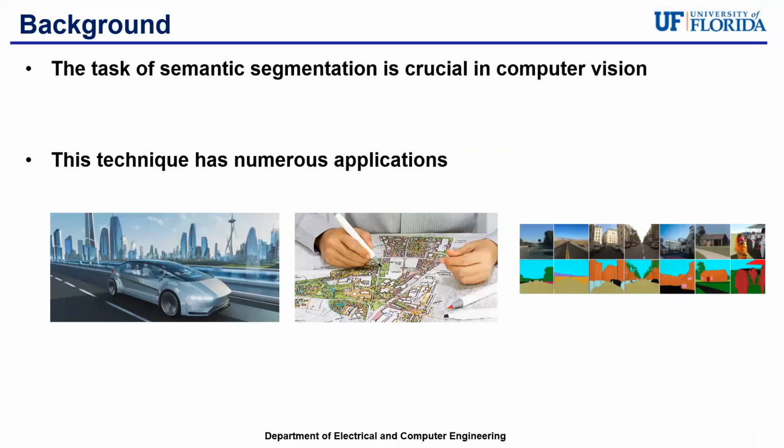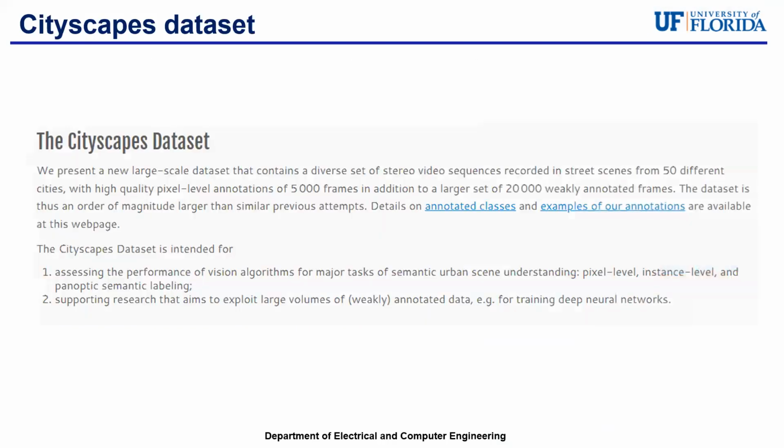The task of semantic segmentation is crucial in computer vision as it involves classifying each pixel of an image into a specific category. This technique has numerous applications, including autonomous driving, urban planning, and scene understanding. In this study, we focus on the Cityscapes dataset. It's a large-scale dataset containing diverse urban street scenes.